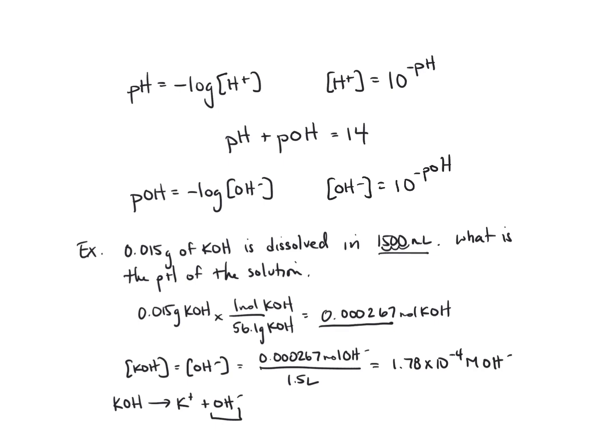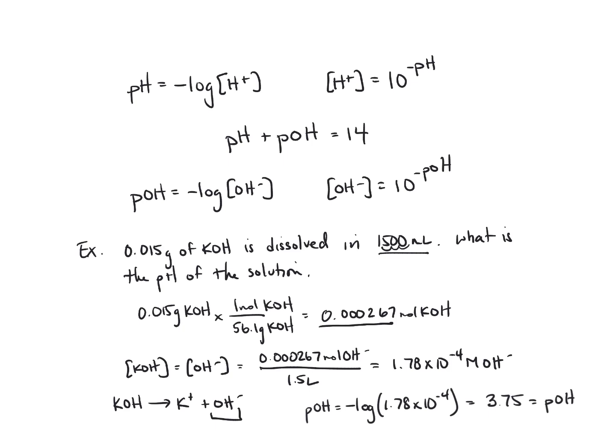Now, we've got our concentration of OH minus, and we want to solve for pOH. Up here, we've got the negative log of OH minus, so we just plug that into the equation. pOH is equal to the negative log of 1.78 times 10 to the negative 4th, and that equals, rounding a little bit, 3.75. Now, don't get this confused and think that's your pH. That is your pOH.